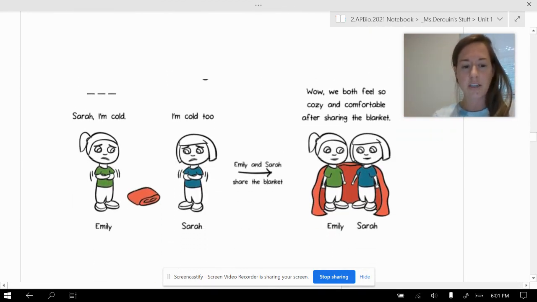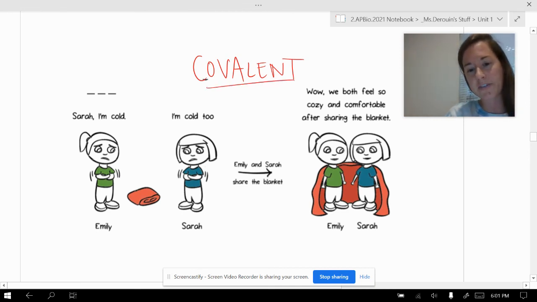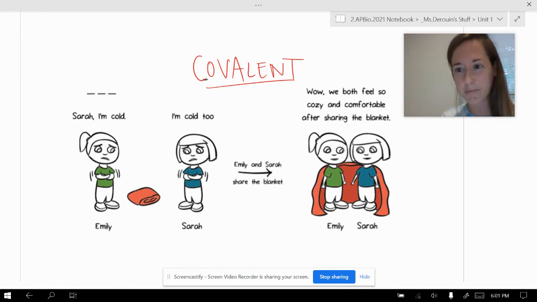In this one, Emily and Sarah are both unstable. Again, they're both unstable in the same way. They're both cold. They're like, oh my gosh, let's pick up this blanket and share it. So this is a covalent bond, because they're sharing. And more specifically, it would be a non-polar covalent bond because it looks like they're sharing pretty equally. So one of them's not pulling harder than the other.